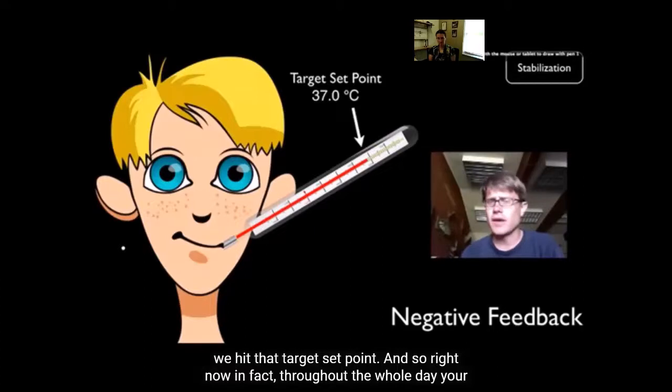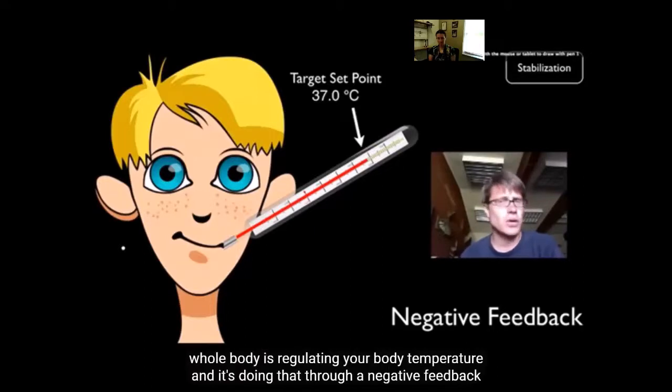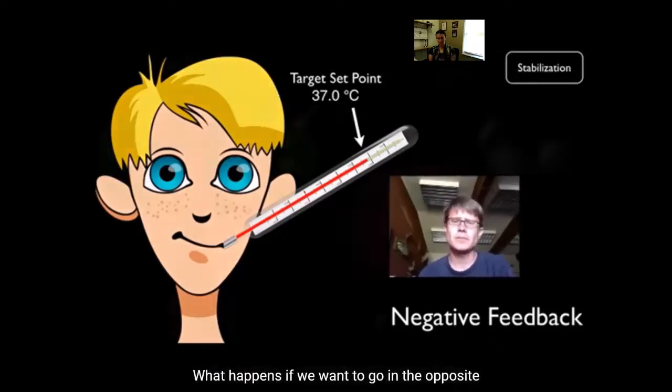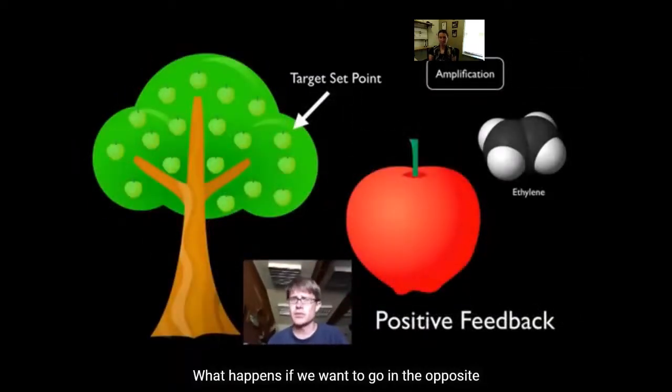And so right now, in fact, throughout the whole day, your body is just regulating your body temperature, and it's doing that through a negative feedback loop, again, trying to maintain that target set point. What happens if we want to go in the opposite direction?